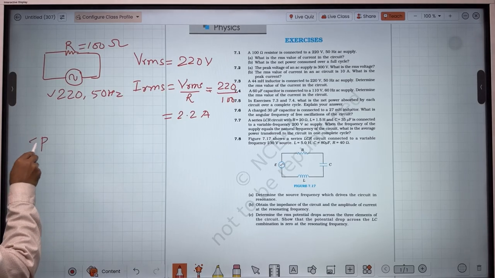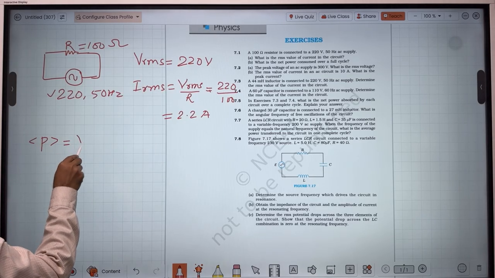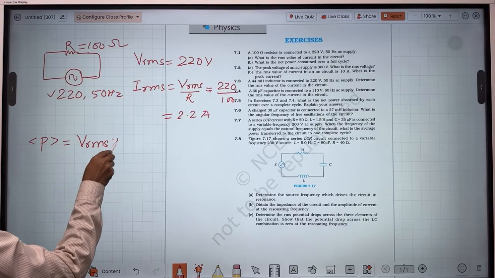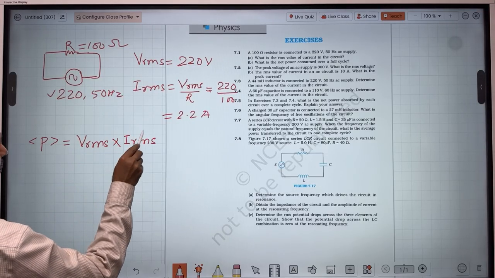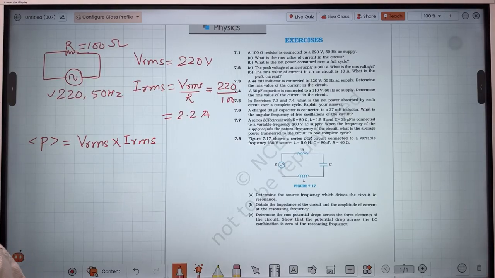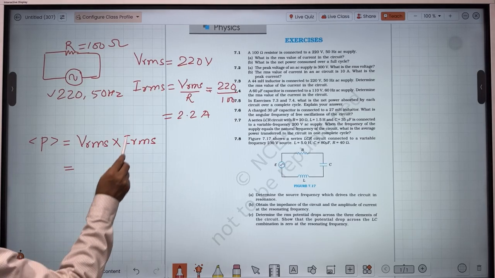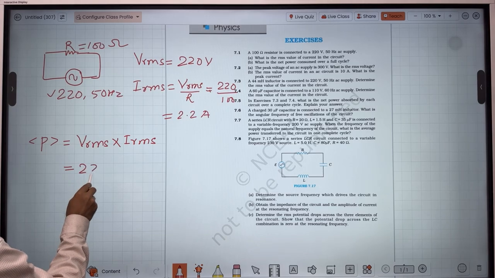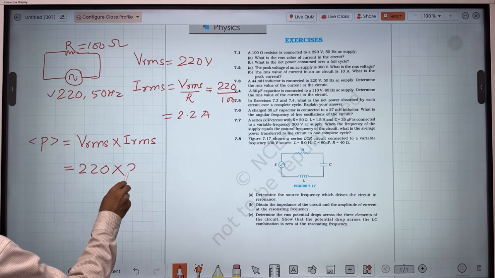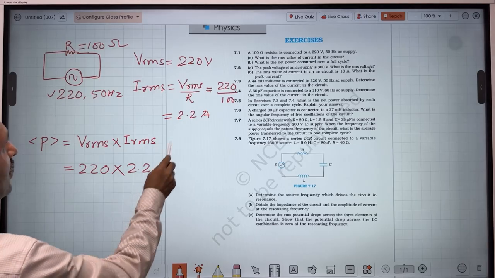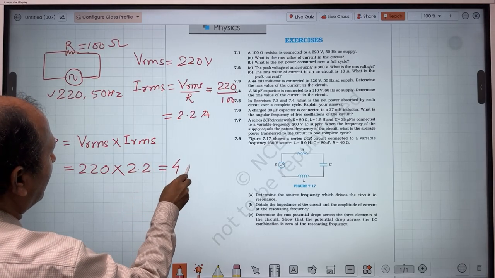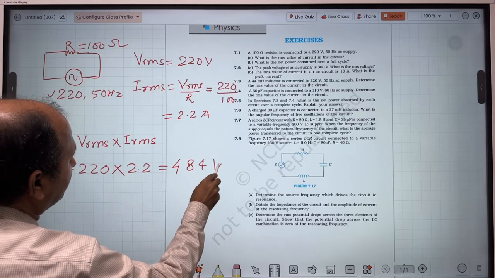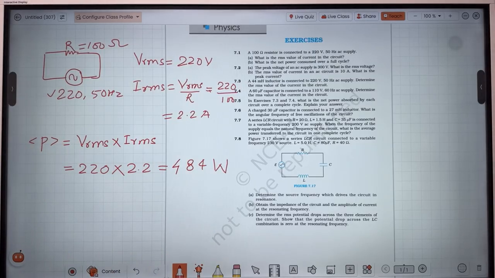Power consumed, P is equal to VRMS into IRMS. Do you remember? We have already derived the relation for this. So we can put the values. VRMS is equal to 220 and IRMS is 2.2 ampere. So this will give 484 watt. Right? I think the thing is very clear.